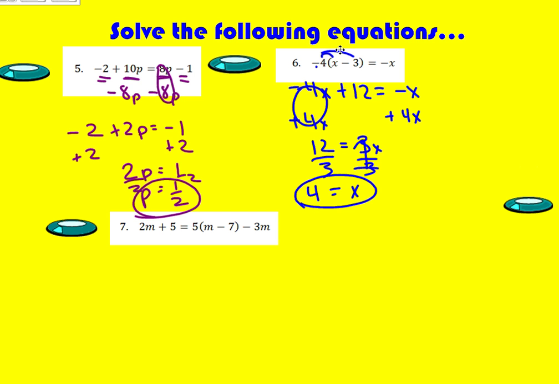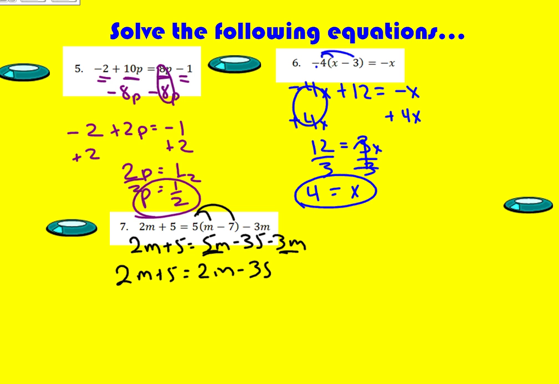So 2m plus 5 equals 5 times m minus 7, minus 3m. So a lot going on in this one. So throw that through. So 2m plus 5 equals 5m minus 35 minus 3m. All I did was distribute that through. 5 times m is 5m, 5 times 7 is 35. So this stays 2m plus 5. On this side, I want to put that together. So 5m and 3m is going to be 2m minus 35.